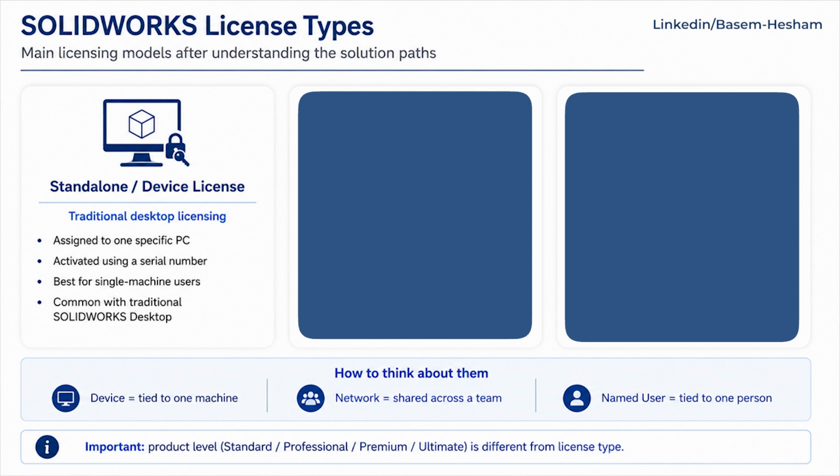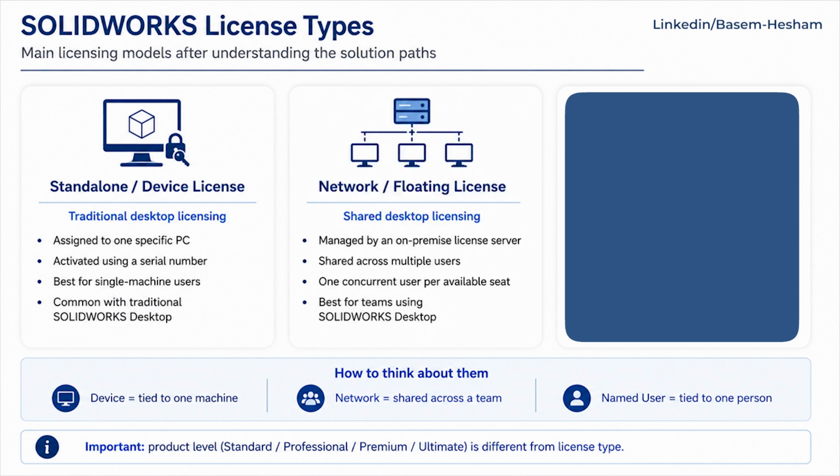using this license. The second type is the network license or floating license. This is usually used by teams. In this case, the licenses are managed by a license manager server. So instead of every computer having its own fixed license, the company has a number of available seats. For example, if I open SOLIDWORKS, I pull one of the seats from the server. When I close SOLIDWORKS, that seat goes back to the server and someone else can use it. So it's a shared license across the team.